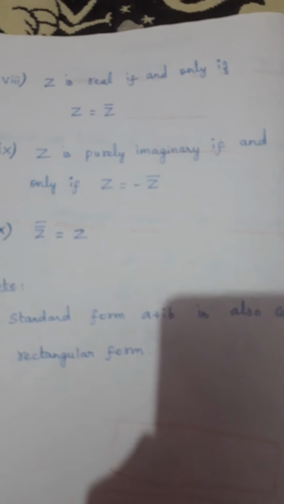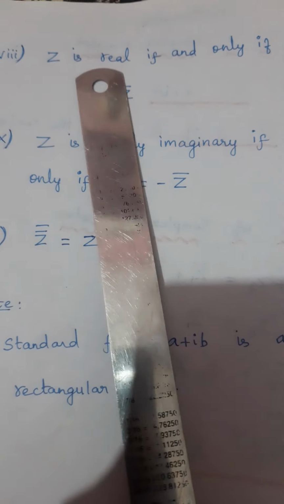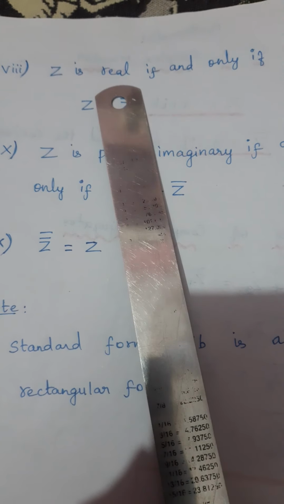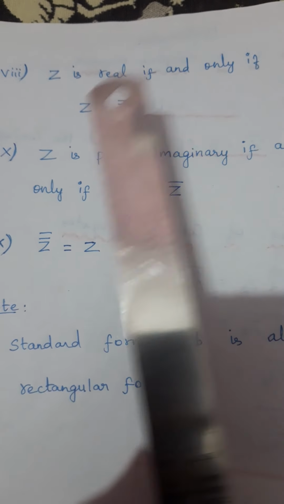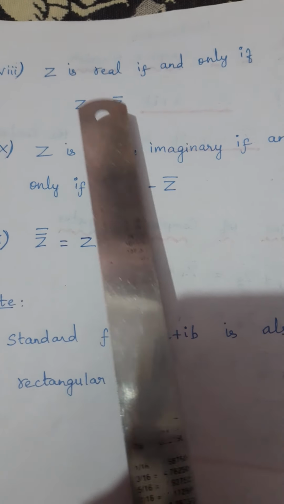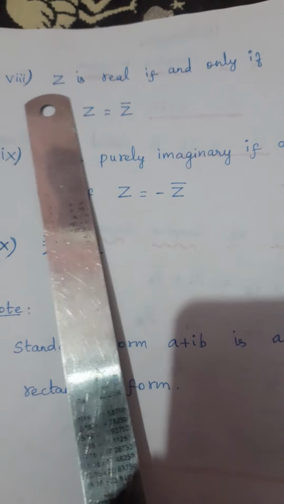Okay, now we will see a few more properties. That is property number 8. Already we have seen 7. This is the 8th one, another important one. z is real if and only if z is equal to z bar. Only when the complex number is equal to its conjugate can z be real.